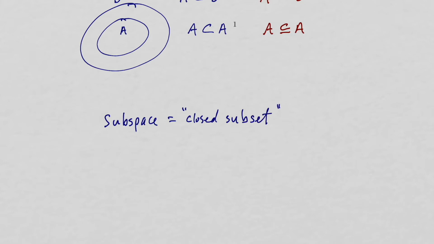And I'll put that in quotations because that's not a formal definition. That's just a way to think of it. It's a shorthand way to think of it. The word closed means closed under vector addition and scalar multiplication. So as we do examples, and as we're trying to decide if a given subset is a subspace, we basically just want to see, is it closed?